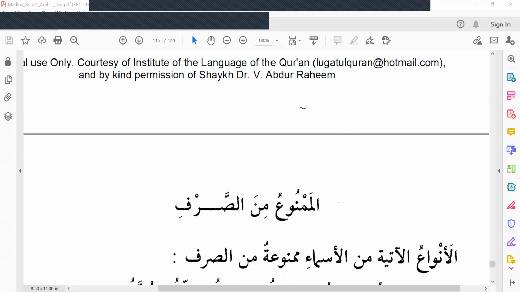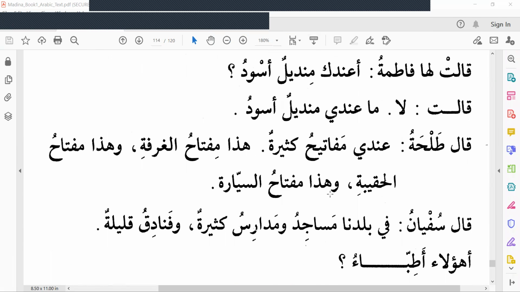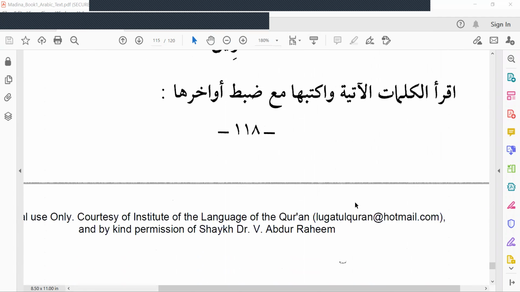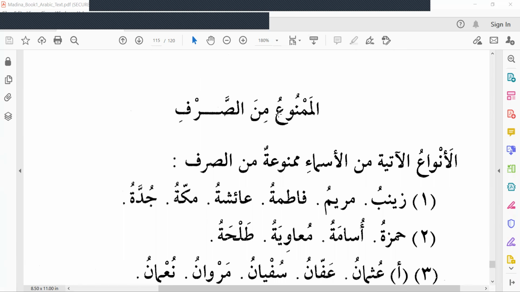Let's move to page number 118. Al-mamnu min as-sarf means forbidden to change. Al-anwa'ul atiyati. The following categories are types. Anwa means category or type. The following categories or types are from asma'il mamnu'ati min as-sarafi, from the nouns which are forbidden to change. Okay. What are they?